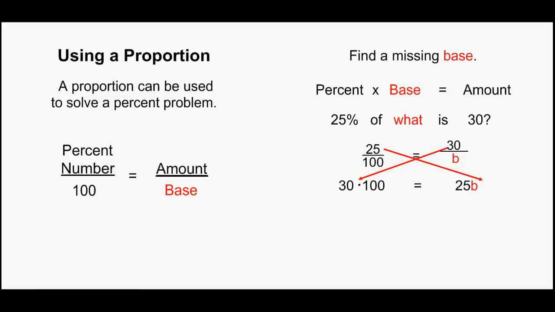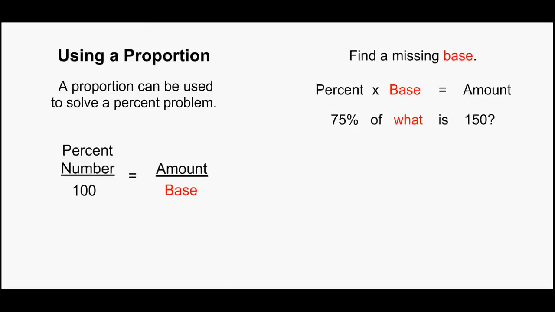30 times 100 is 3,000. 3,000 equals 25B. Divide both sides by 25. B equals 120. 25% of 120 is 30. Let's try one more.